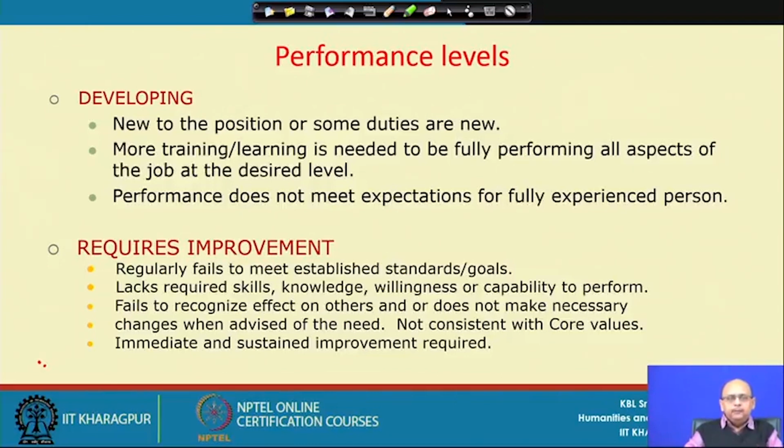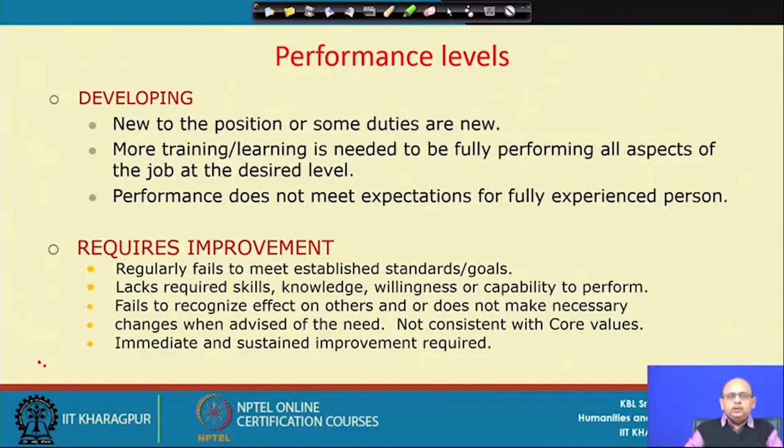And finally, you have people who are not able to improve performance. It means they have not been able to meet performance expectations or standards, and they have not been able to meet targeted goals. It means that they are lacking either knowledge and skill, or they are not motivated enough, or they do not have the capability. If that is the situation, then you have to think what needs to be done, and what kind of interventions can be planned for them to ensure that they are able to develop the knowledge and skill base which is going to help them to perform well.